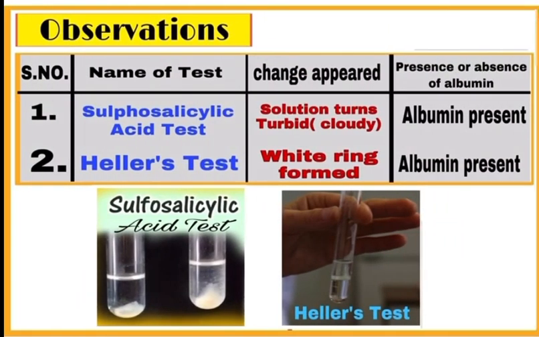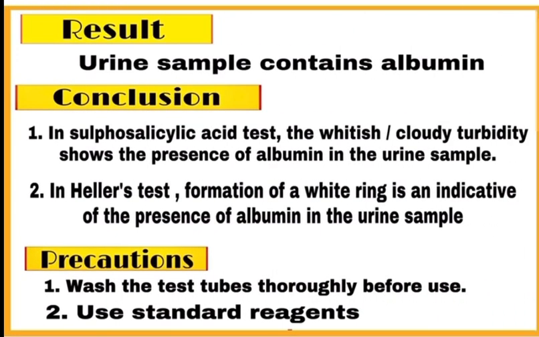Write your observations of the test done in this observation table. Write results. As per observations, urine sample contains albumin. Now write conclusion. In sulfosalicylic acid test, the whitish or cloudy turbidity shows the presence of albumin in the urine sample. And in Heller's test, formation of a white ring is indicative of the presence of albumin in the urine sample. Finally, write these two precautions to be taken while doing the experiment.